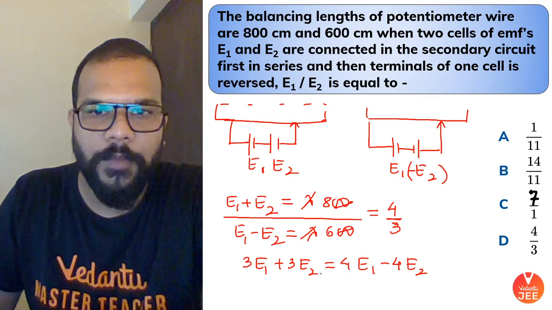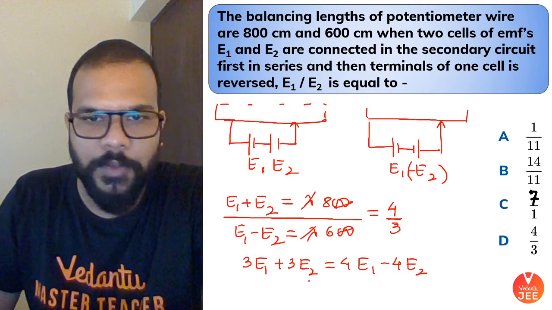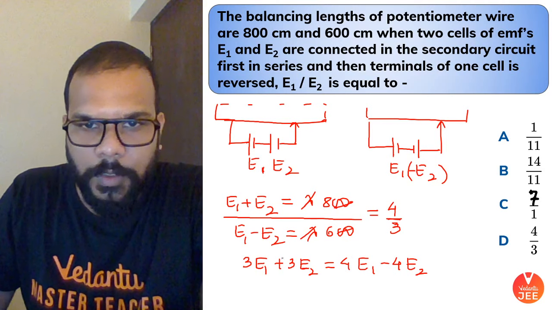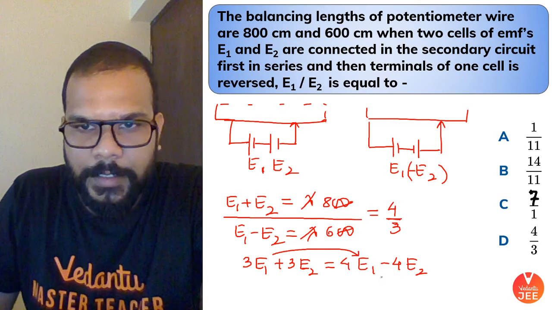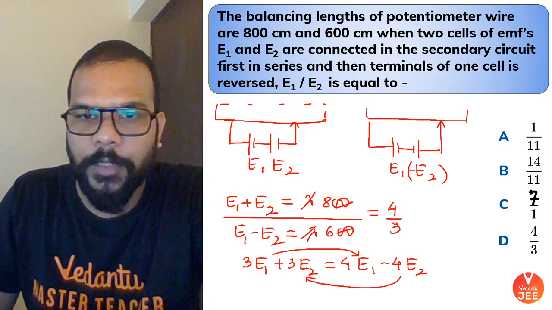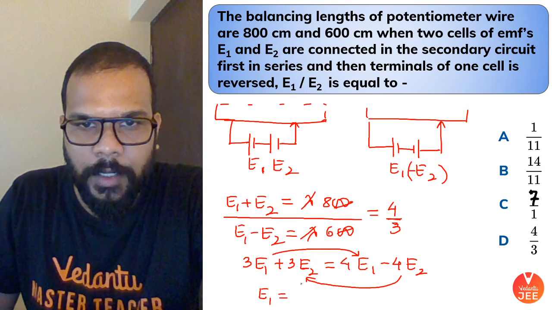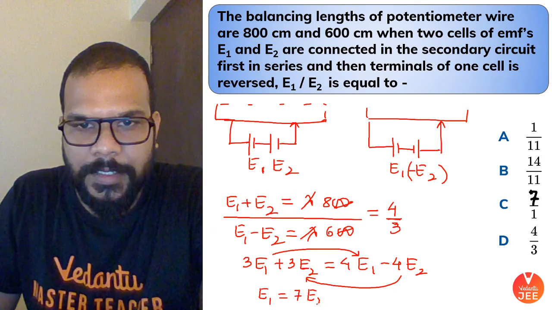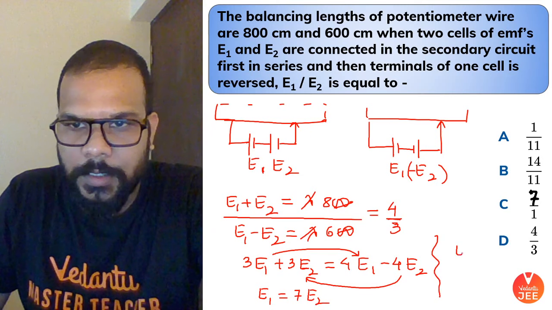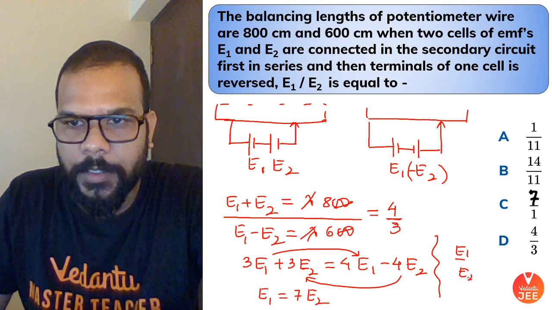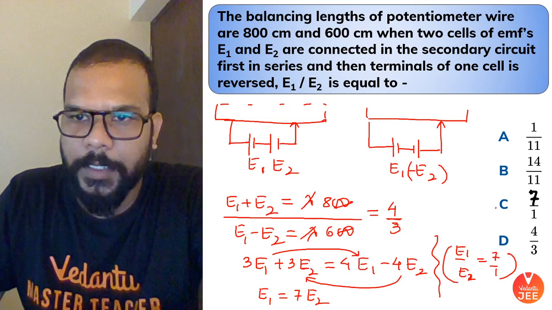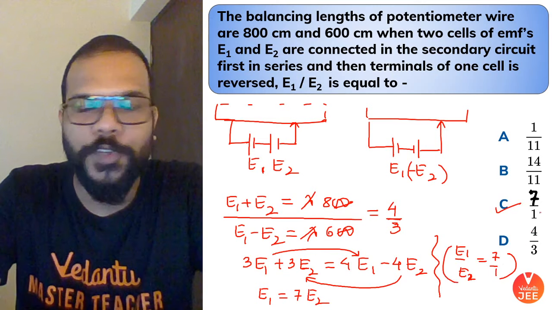any which way asking for E1 by E2, so we don't need to find out their individual values. So I will take this 3 E1 to the right hand side and I will bring this 4 E2 to the left hand side. I will have 4 minus 3 as 1 E1 and 4 plus 3 becomes 7 E2. That means E1 by E2 comes out to be 7 is to 1. That means our answer comes out to be option C.